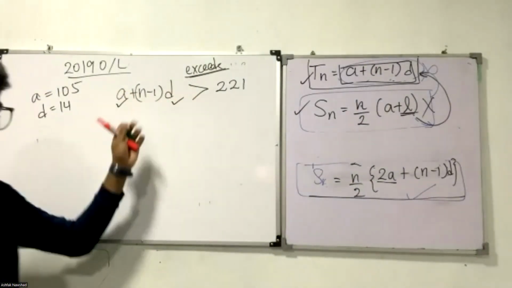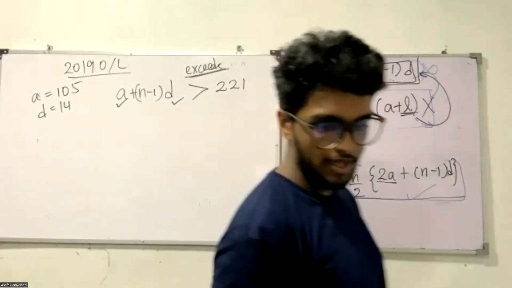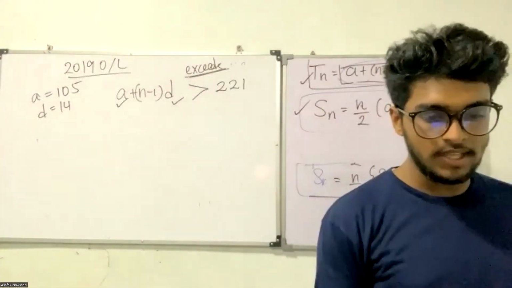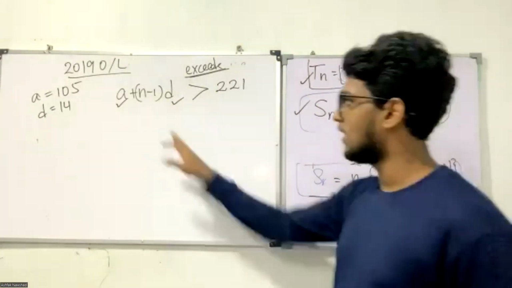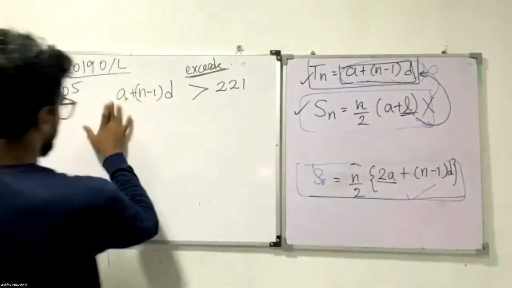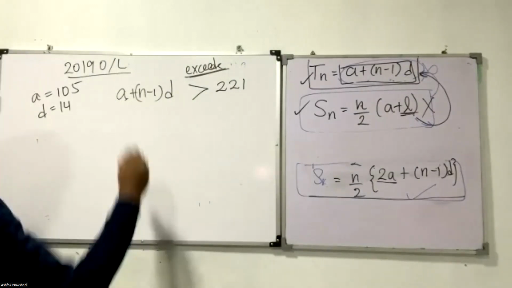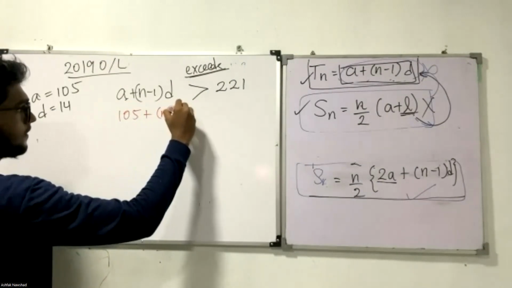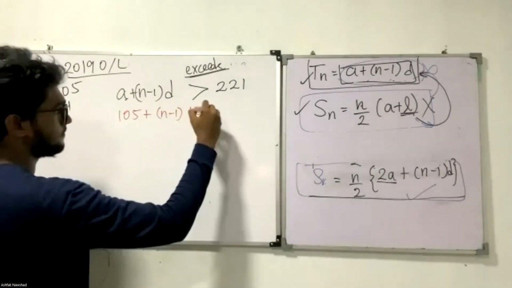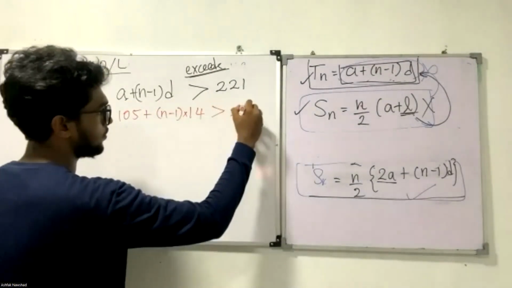So what do we have to find here? n. Nth week, like which week? So we have to find the number of the week. Right. We have to find n. See, a is 105. 105 plus n minus 1 into 14 is greater than 221.